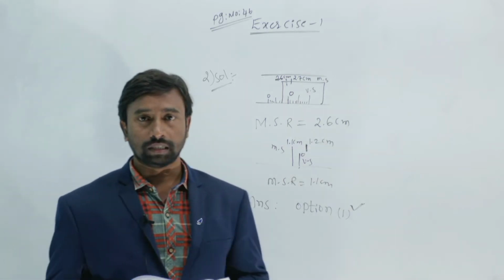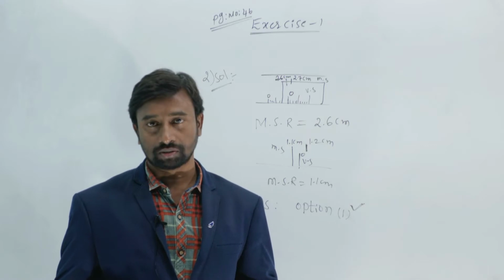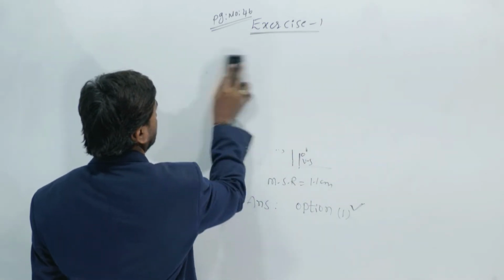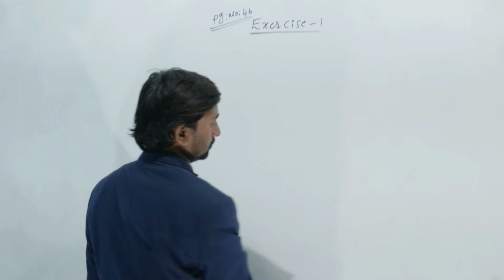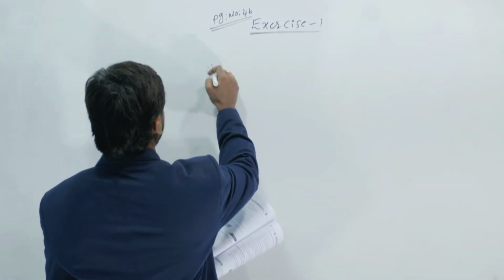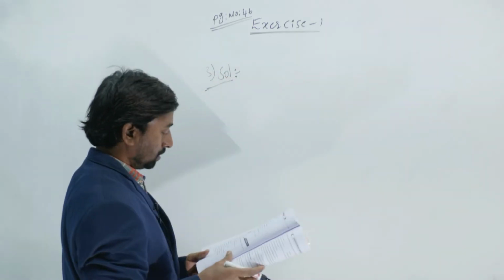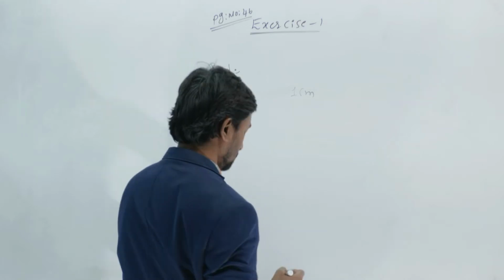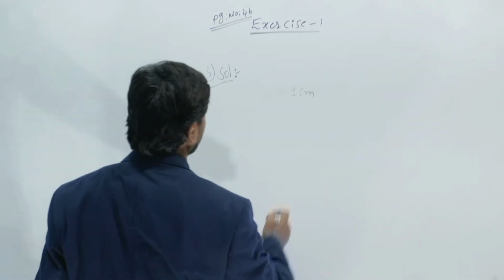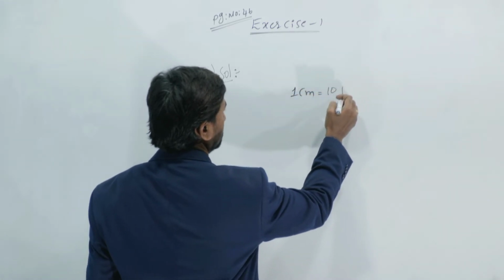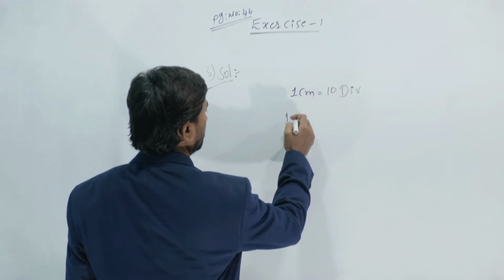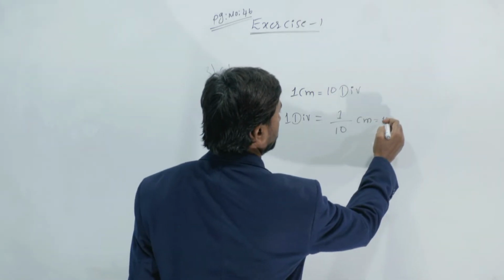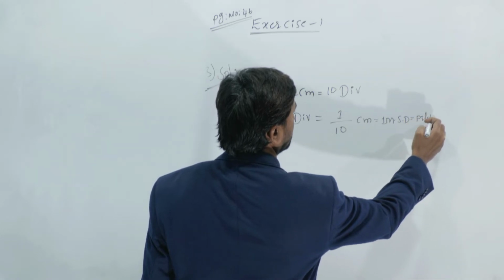Third question. If 1 centimeter length has 10 divisions, then which is the pitch? Same like the first one. Third one, 1 centimeter has 10 divisions. So in 1 centimeter, 10 divisions are there. They are asking the pitch again. So we can take 1 division is equal to 1 by 10 centimeters. This 1 division is nothing but the pitch, meaning 1 MSD, that is equal to the pitch.